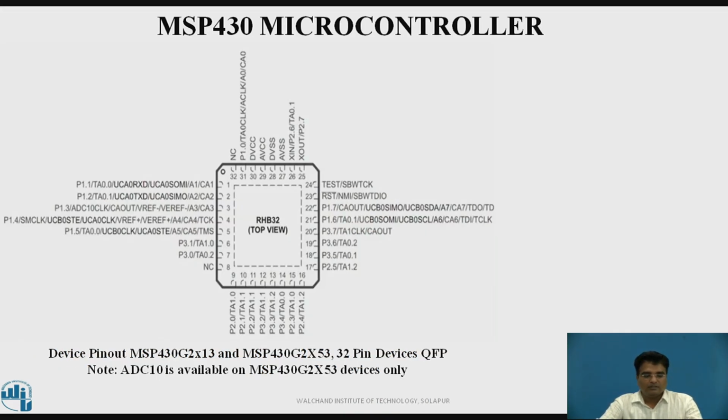Here, this is the TQFP footprint of the MSP 430 microcontroller. In this case, ADC10 is available on MSP 430 G2x53 devices only. Here, if you see, all the pins are around this IC.